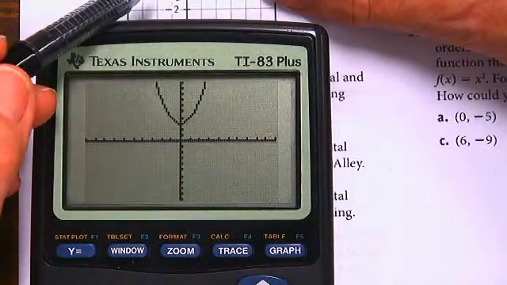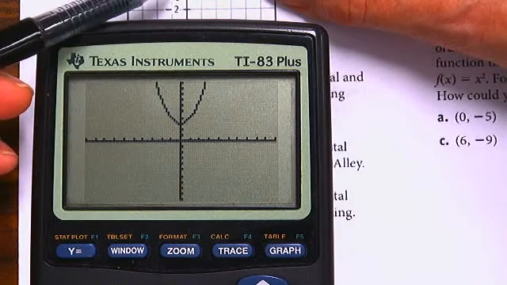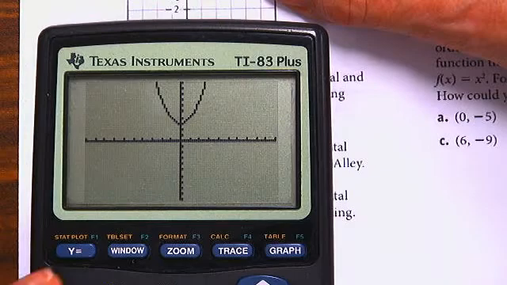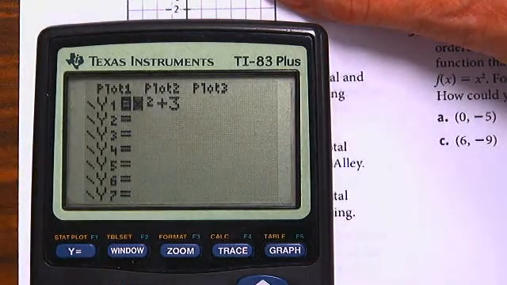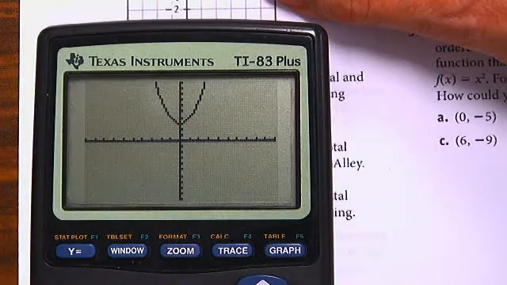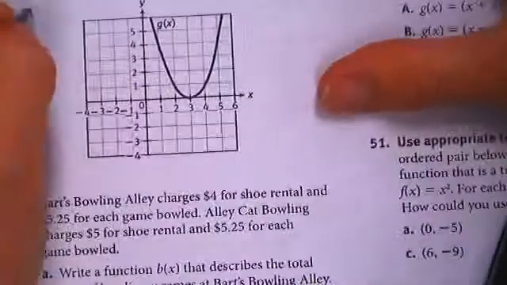Why do we not agree with Brad? We do not agree with Brad because if we graph x squared plus 3, as we did here, that is what we get. We don't get a shift to the left. So no, we do not agree with Brad.